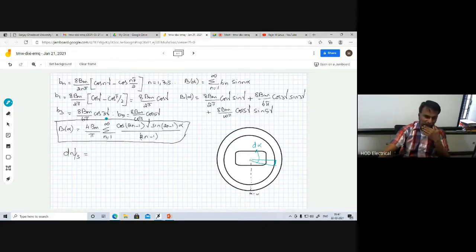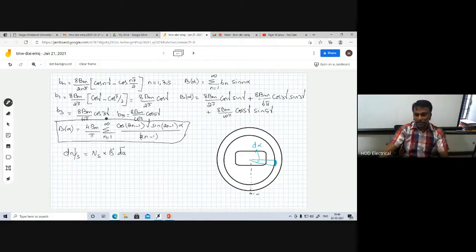Write it as this small angle d alpha. How is the magnetic flux distributed in this small area? The magnetic flux linkage can be written as the number of turns in the stator, Ns, times B vector dot dA vector. Since we are computing the stator flux linkage, the rotor is excited.